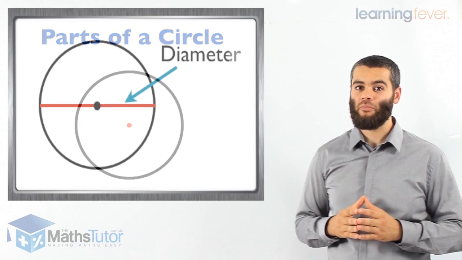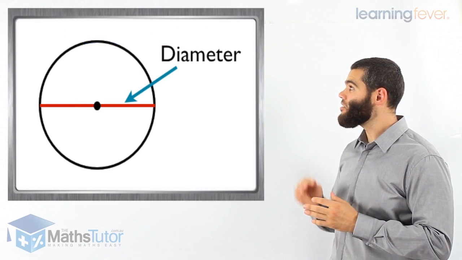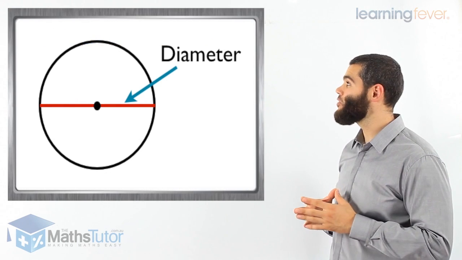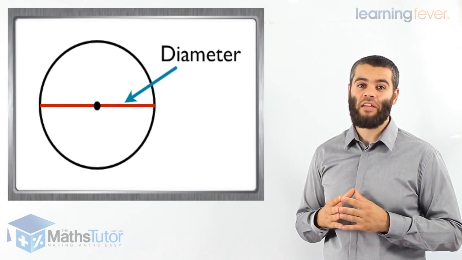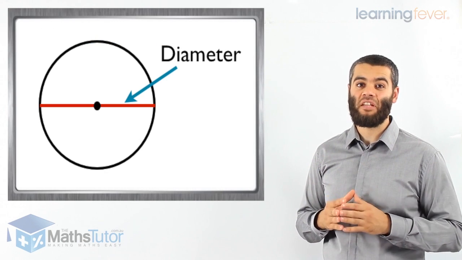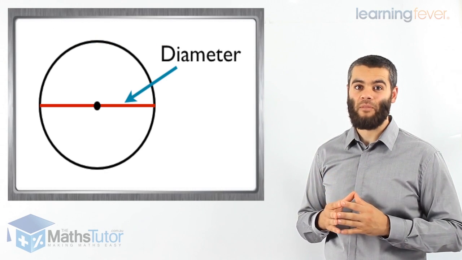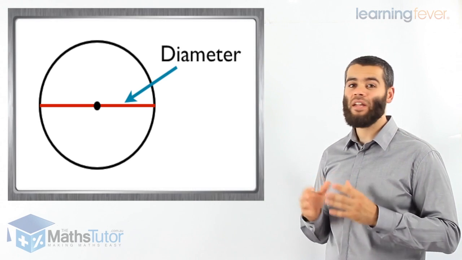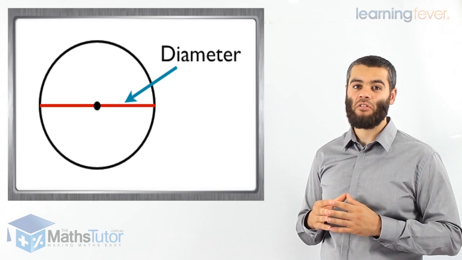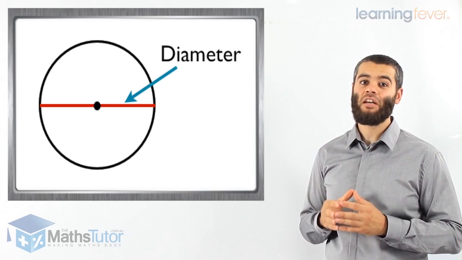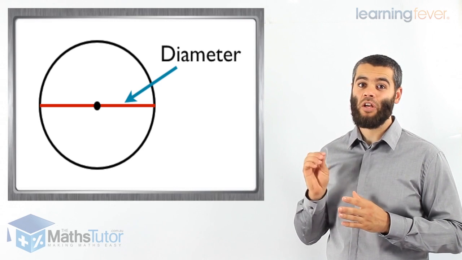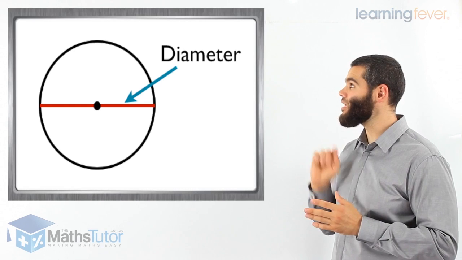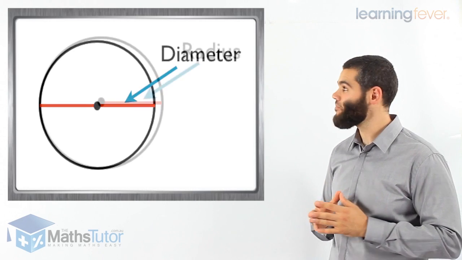Let's do the first part. In a circle there is a line, which is an interval that goes from one end of the circle to the other end of the circle, and it goes through the center. This is called the diameter. It has to go through the center. We're going to use a diameter in several lessons later on. Very important that you know what the diameter looks like.